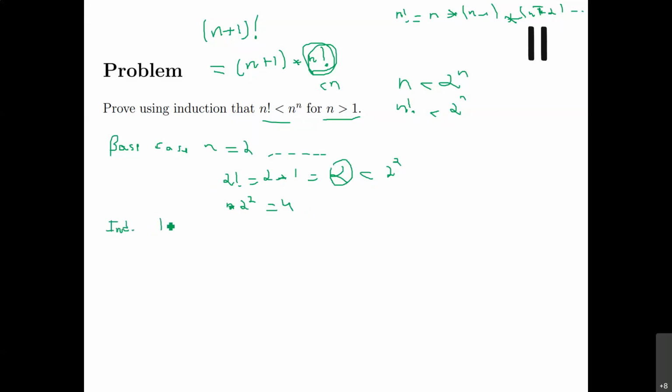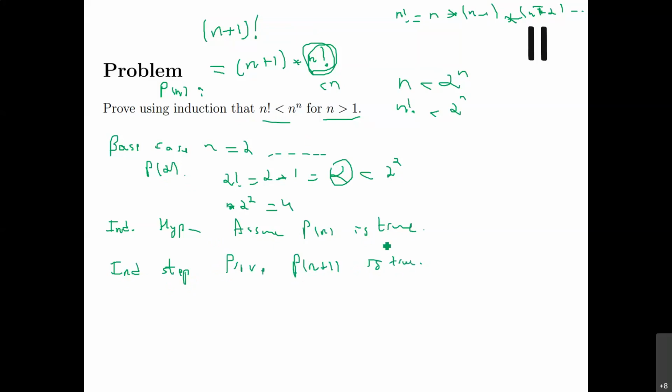Inductive hypothesis. Assume that this is true. So you can name this again P of n. The predicate is simply saying n factorial is less than n power n. So we proved it for P of 2. Now we're going to say assume P of n is true. And we want to do the inductive step, which is to prove P of n plus 1 is true.